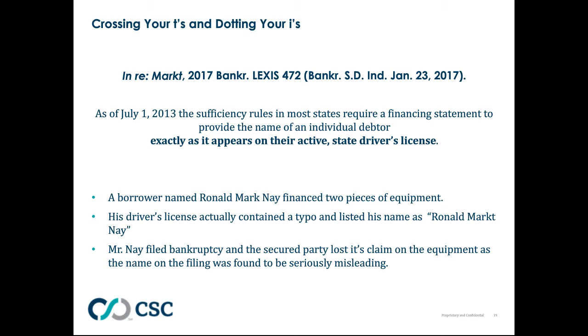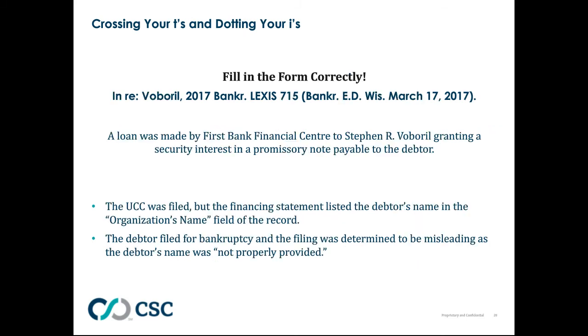And the secured party actually lost its claim on the equipment because the name on the financing statement was found to be seriously misleading because it was missing the T. The bank had filed with his correct name, and the driver's license had a typo. That's kind of an extreme case. Not only is it important to get the name exactly as it shows on the driver's license, you also have to put it in the right field.